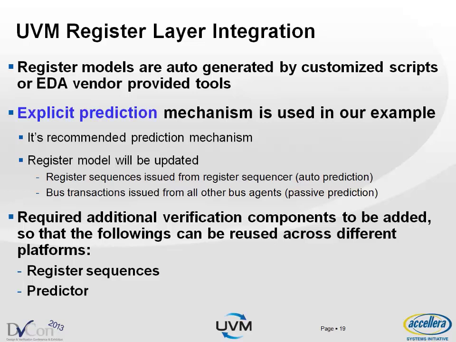So actually the explicit prediction mechanism combines these two mechanisms. We want to support this prediction method, and this additional work needs to be done in the testbench, so that we can reuse the register sequence and the predictor.